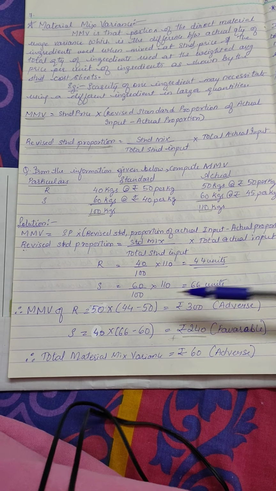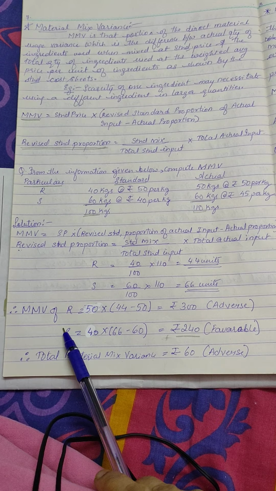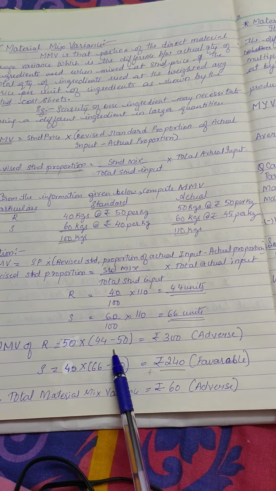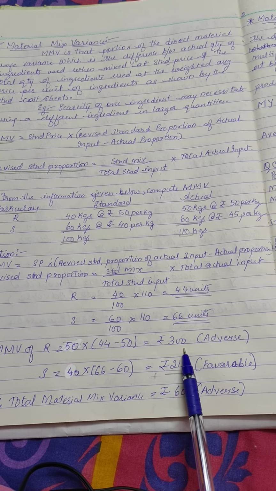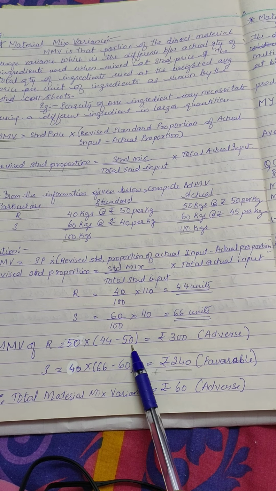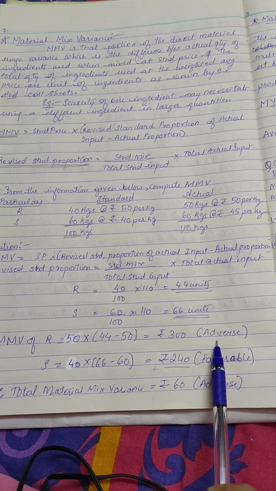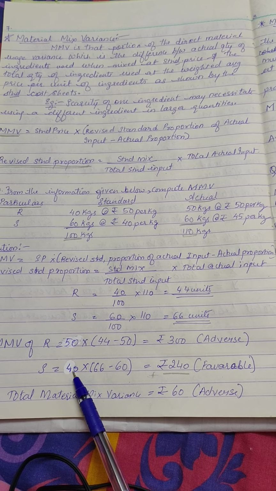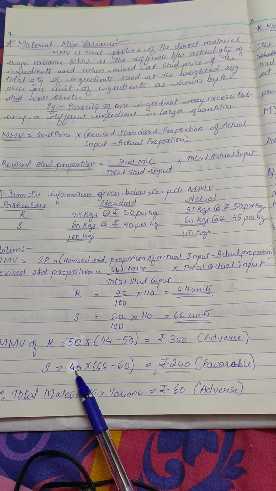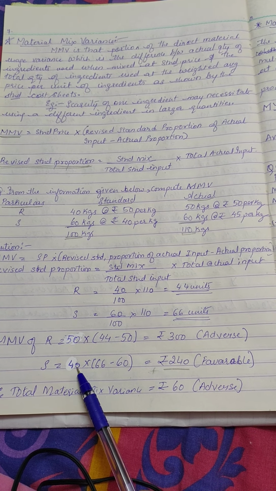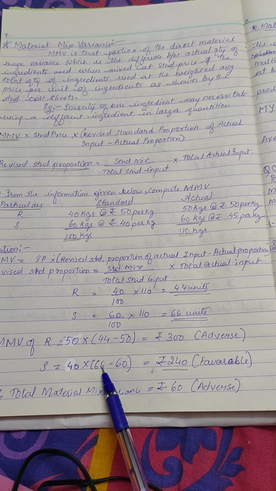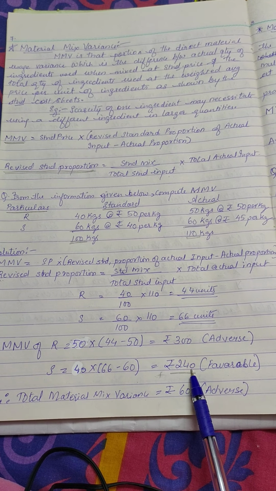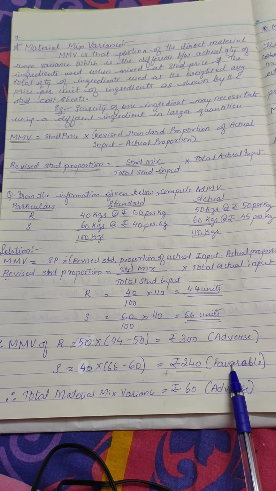So material mix variance of R is equal to 50 into 44 minus 50, which is 300. Here I am getting a negative answer, that's why it is adverse. Similarly for S, 40 is the standard price of product S, so 40 into 66 minus 60, I get a favorable 240. It is a positive answer.